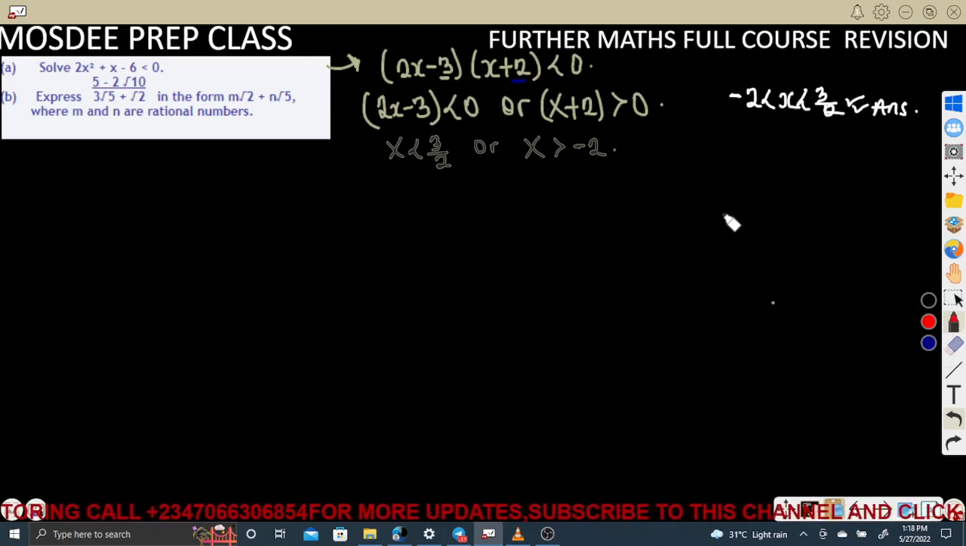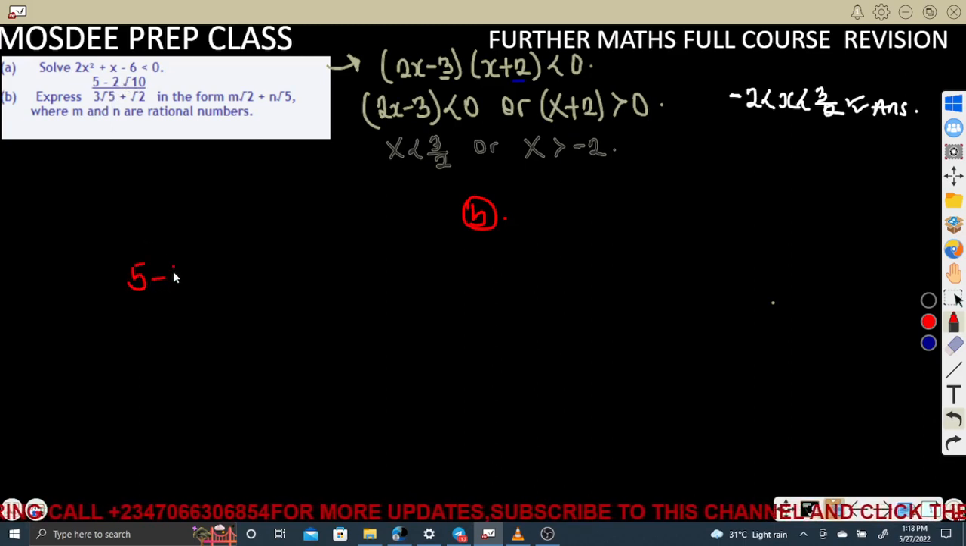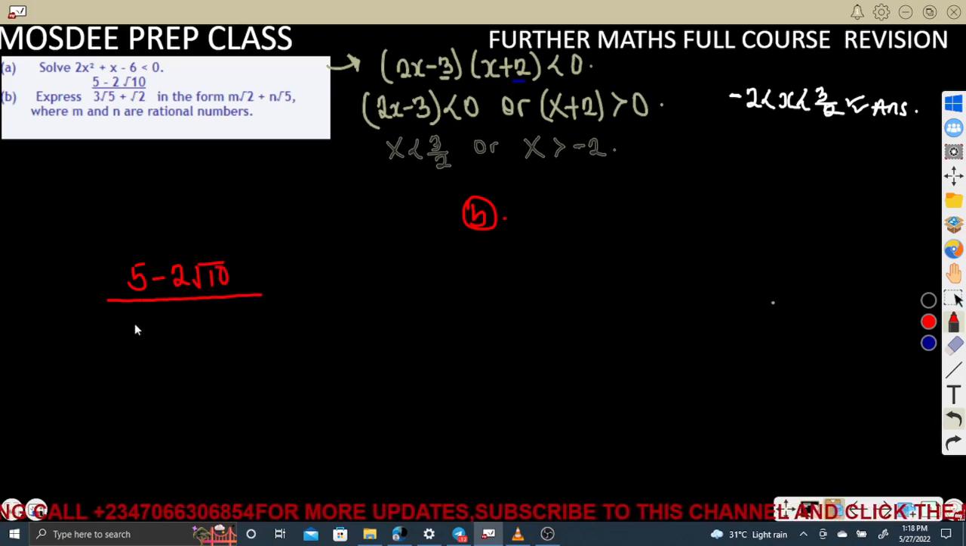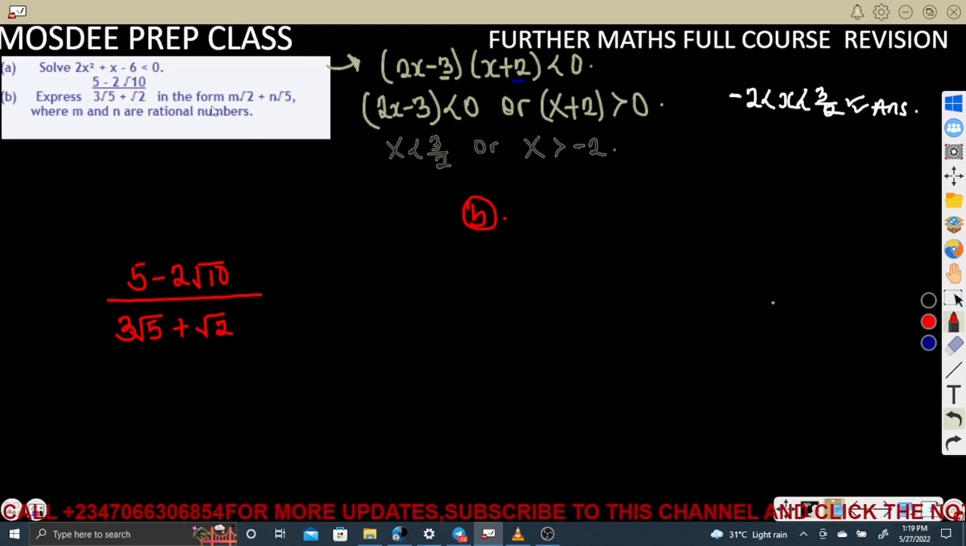Now about the B part of the question, we are to express (5 minus root 2 over 10, 5 minus 2 root 10) divided by (3 root 5 plus root 2). We are to leave the answer in the form m root 2 plus n root 5, where m and n are rational numbers.